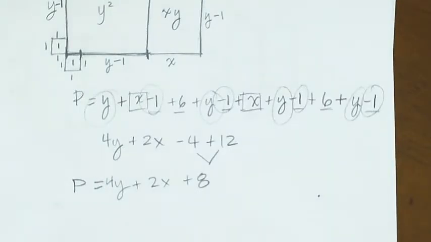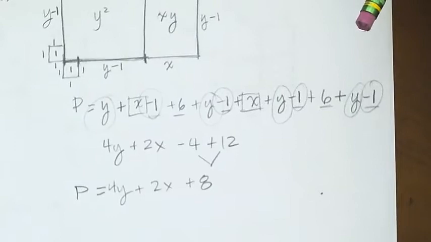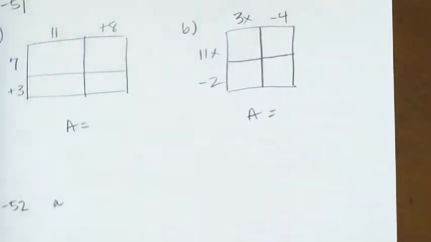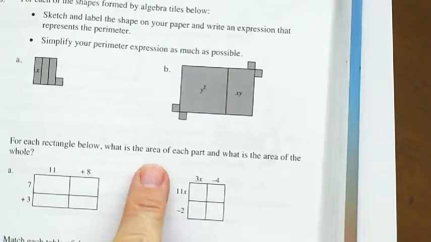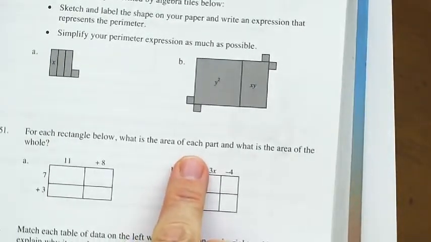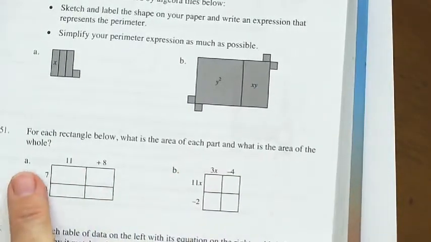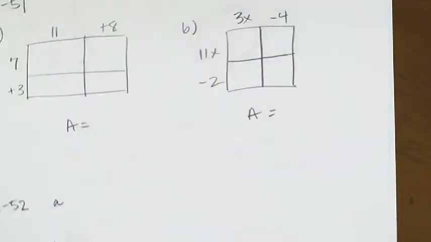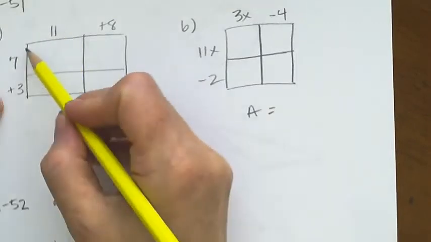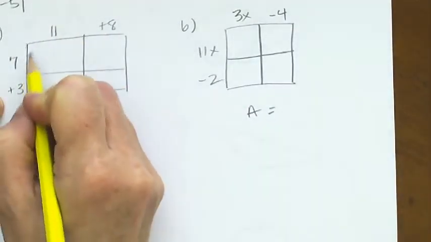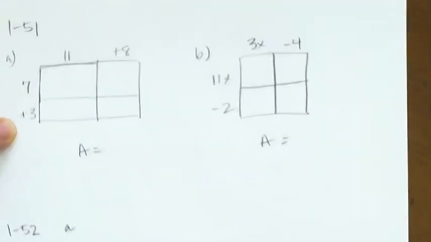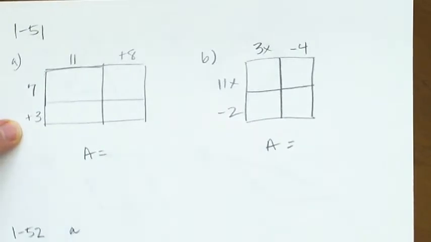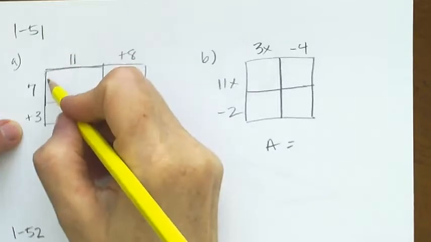Okay, for 1-51, it says for each rectangle below, what is the area of each part and what is the area of the whole? So the area of each part I'm going to find by multiplying the length and the width. So pause your video, sketch these area models, and then come back to it.